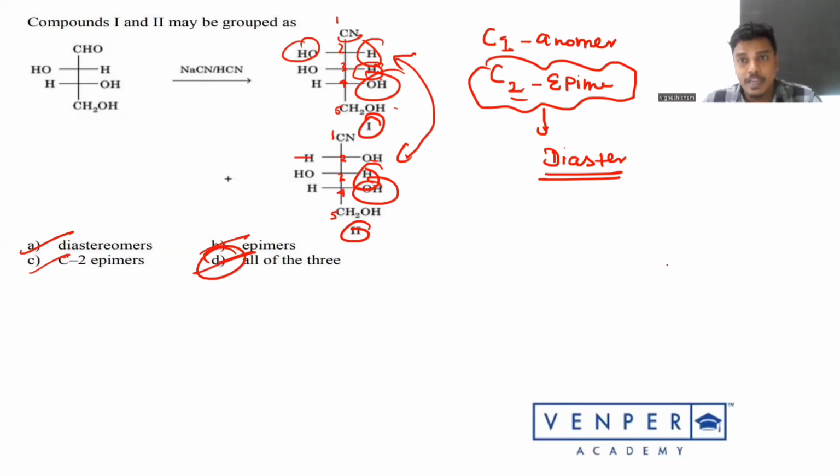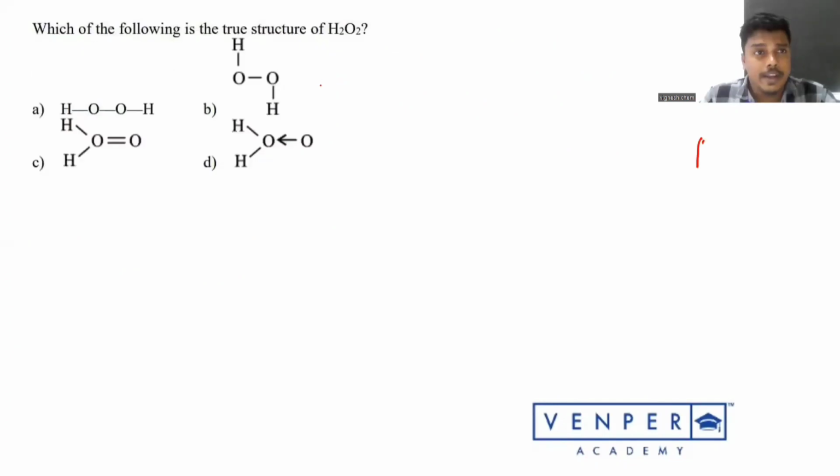Now going into section B. We know in section B there are 15 questions, and out of 15 we are going to attempt only 10 questions. Now section B, first question. Question number 86.